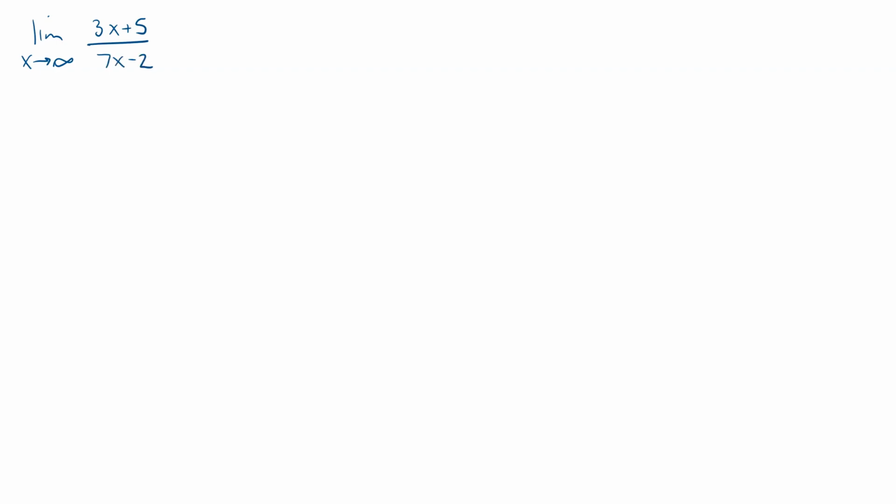Find the limit as x goes to infinity of (3x + 5) over (7x - 2). We're going to keep the highest power on top and the highest power on bottom. That gives us the limit as x goes to infinity of 3x over 7x. Reduce the fraction, and I know that the limit of a constant is just the constant. My answer is 3/7. Try this one.